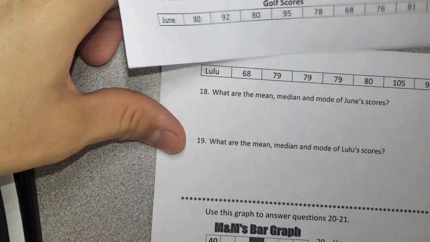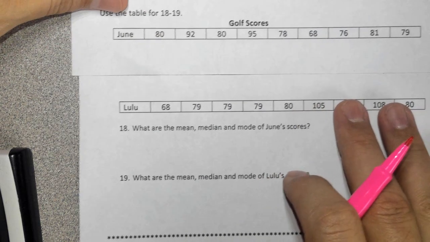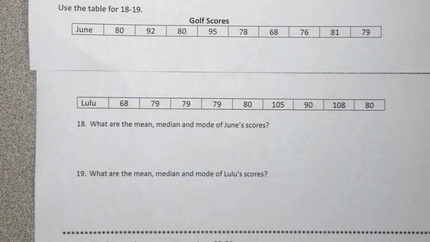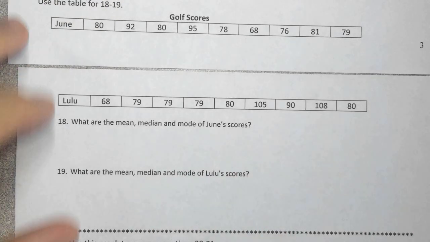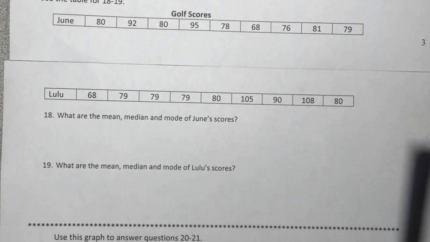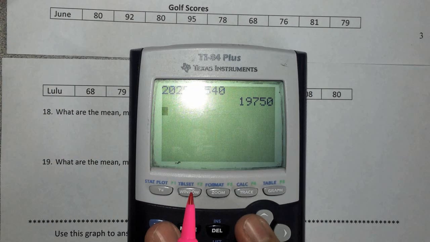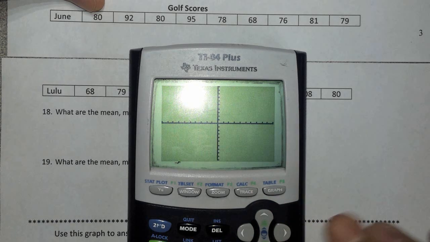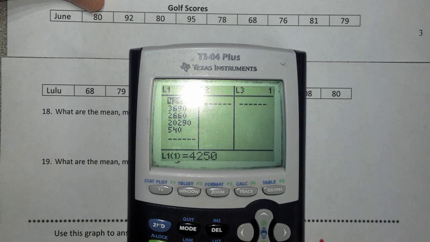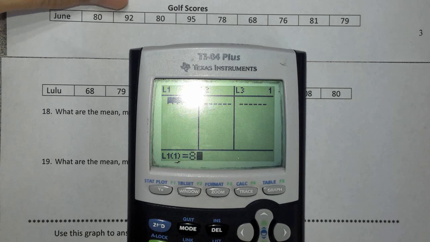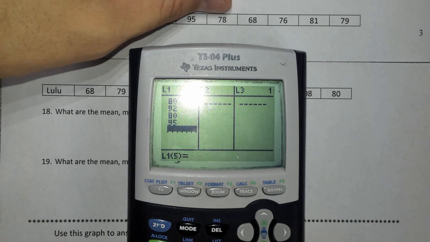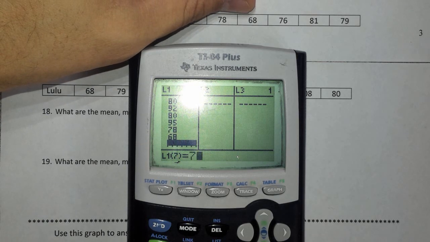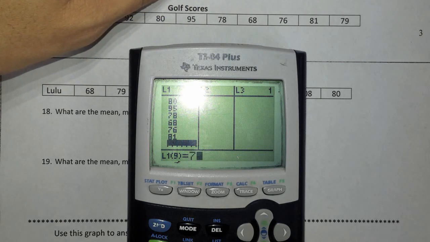Okay, for the next questions, we have 2 tables to get our data from. Mean, median, and mode of June's scores, and mean, median, mode of Lulu's scores. We do those separately. Let's put in June's scores first. Stat, edit, sorry about that. I'm going to go up and clear that, and I'm going to do 80, enter, 92, enter, 80, enter, 95, enter, 78, enter, 68, enter, 76, enter, 81, enter, 79, enter.